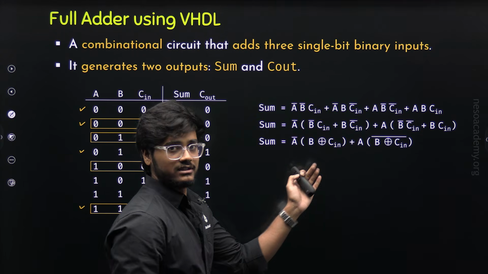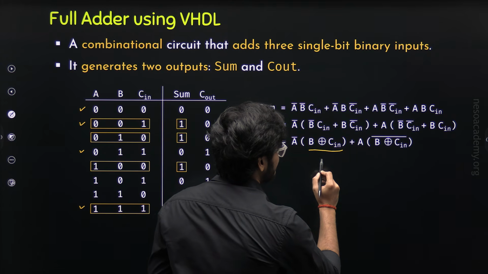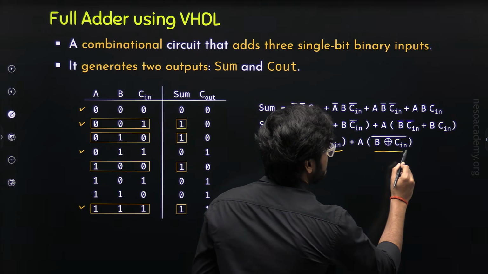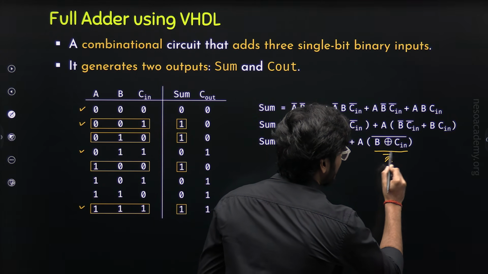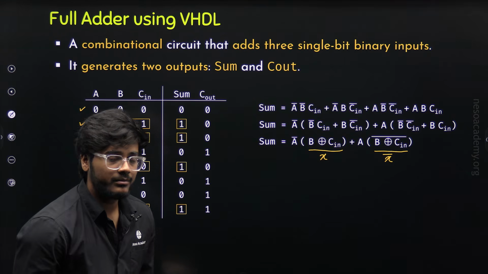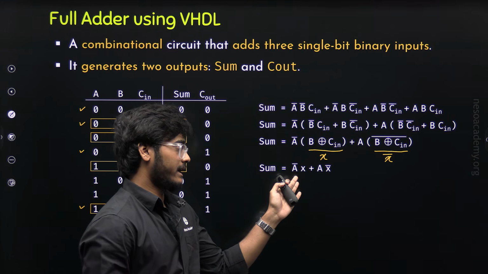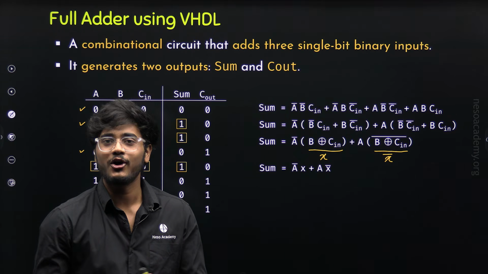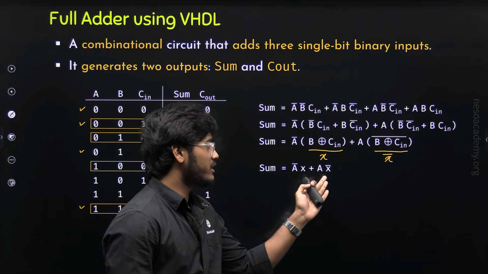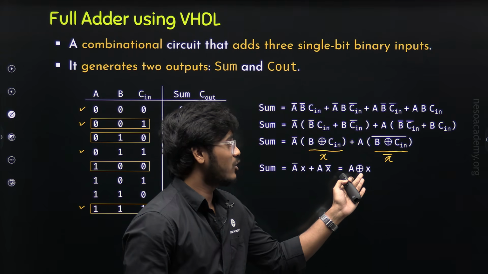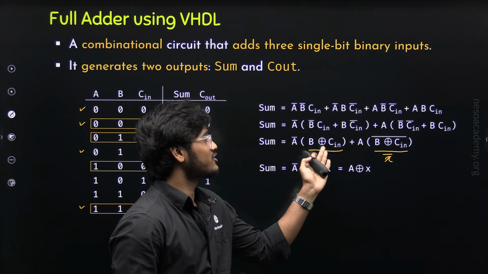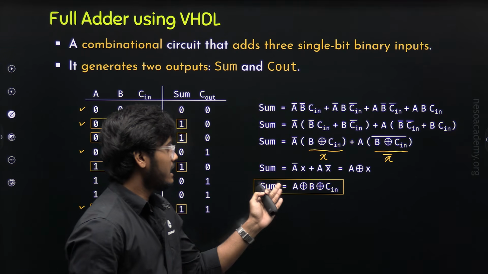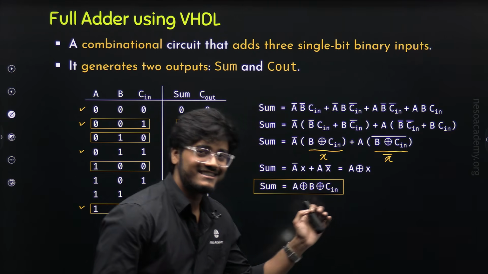Now to simplify it further, I will assume B XOR Cin as X. Therefore, complement of B XOR Cin will be X complement. So, the expression will be A complement and X, or A and X complement, which is again an XOR operation. So, this expression is equal to A XOR X. And what is X? X is B XOR Cin. So, the final expression for the output sum will be A XOR B XOR Cin.